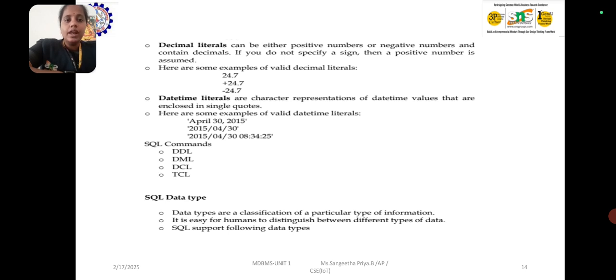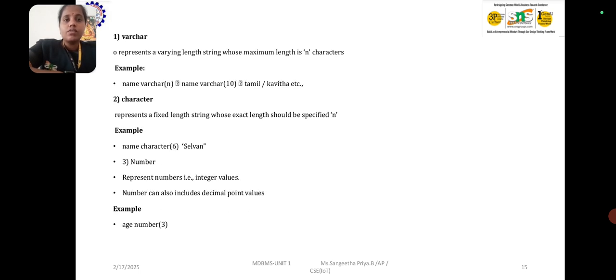SQL data types are classifications of particular types of information. It is easy for humans to distinguish between different types of data. SQL supports the following data types. First one is varchar. It represents a varying length string whose maximum length is n characters. Example: name varchar, Tamil or Kavita, etc.